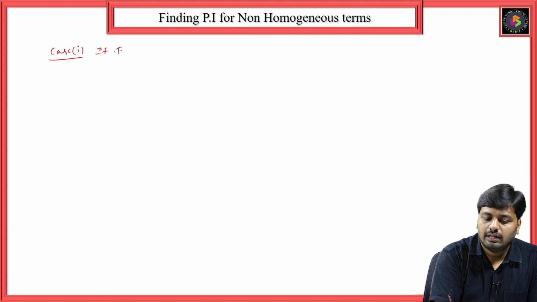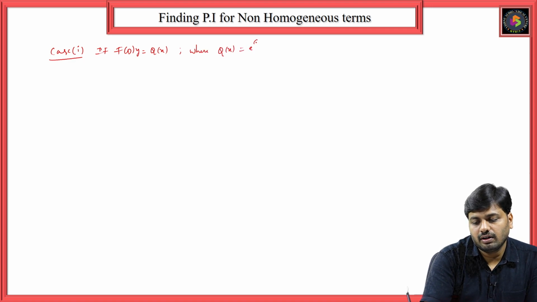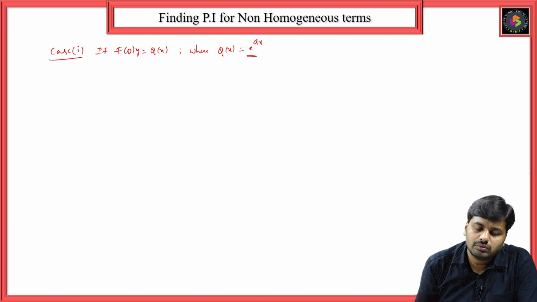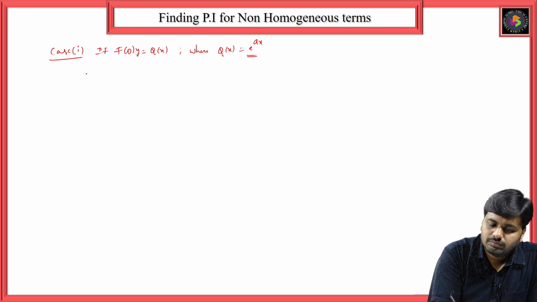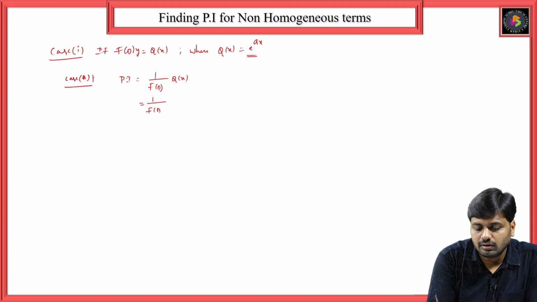If f of D of y equals q of x, where q of x is equal to e power ax. Now this is our first case, e power x. In this case again there will be two cases. What are the two cases we'll discuss? Let us write the first case, case A: the particular integral, we can rewrite as 1 by f of D of q of x. So that is 1 by f of D of e power ax.